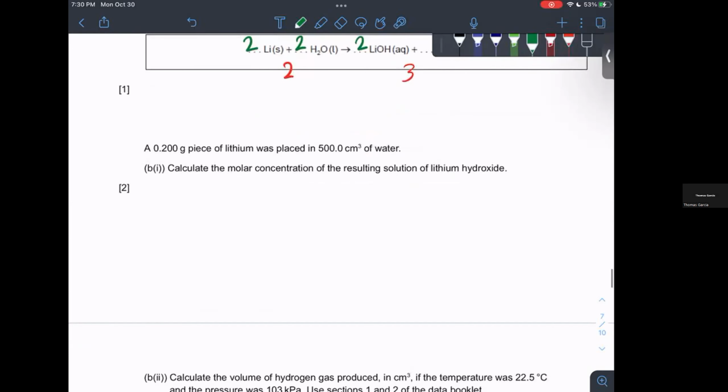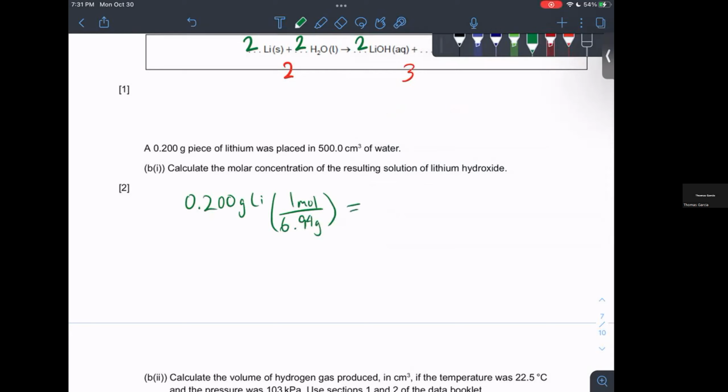Moving on. A 0.200 gram piece of lithium was placed in 500.0 centimeters cubed of water. Calculate the molar concentration of the resulting solution of lithium hydroxide. So each lithium is going to contribute to the lithium hydroxide 1-to-1 ratio. So we really don't have to worry about any conversions here. It's a 2-to-2, but 2-to-2 is 1-to-1. So let's start with 0.200 grams Li. How many moles will that turn into? The molar mass is 6.94 grams per 1 mole.